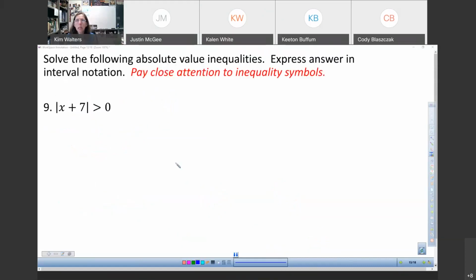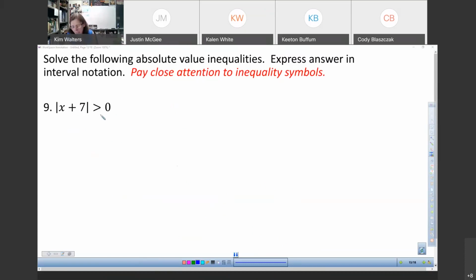So last one of these inequalities, absolute value inequalities. Again, we're paying very close attention here. This says the absolute value of x plus 7 is greater than 0. Greater than 0 is positive numbers. When is the absolute value greater than 0? It's not a trick question. When it's positive. And when is the absolute value positive? Always. Yeah, it's always positive.